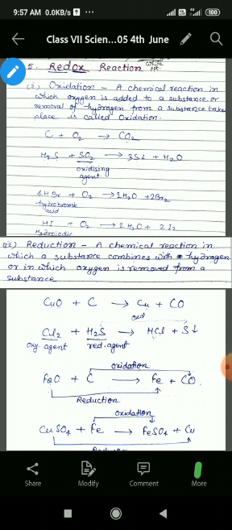For example, you can see here carbon plus oxygen when they react together, after the reaction it forms carbon dioxide. So students, before the reaction there was no oxygen with carbon, but after the reaction oxygen has been added to carbon. That's why here addition of oxygen is taking place, hence this reaction is an oxidation reaction.